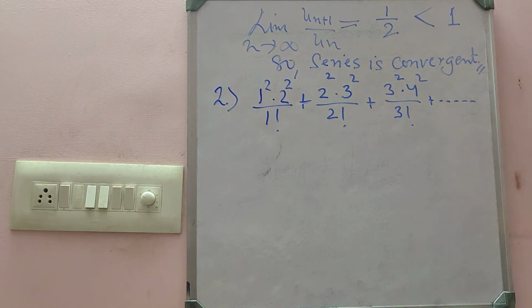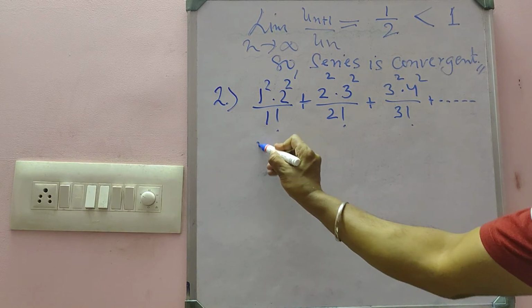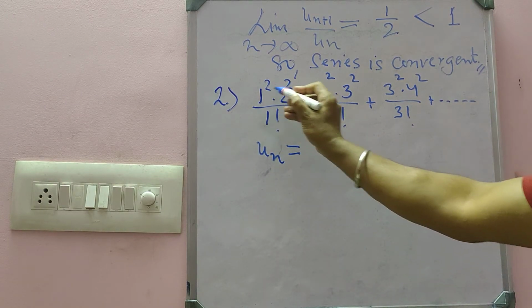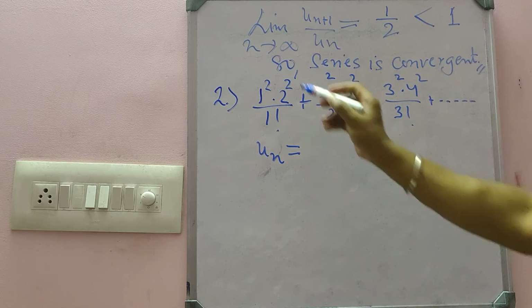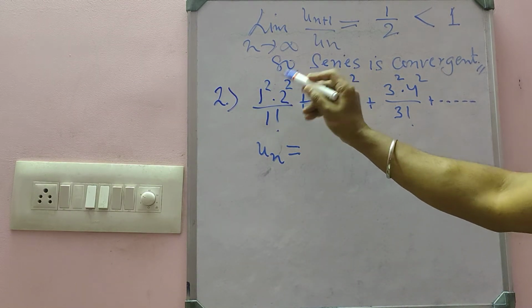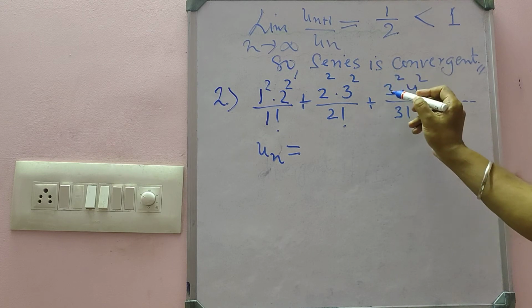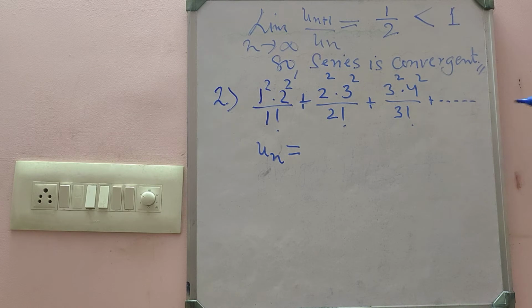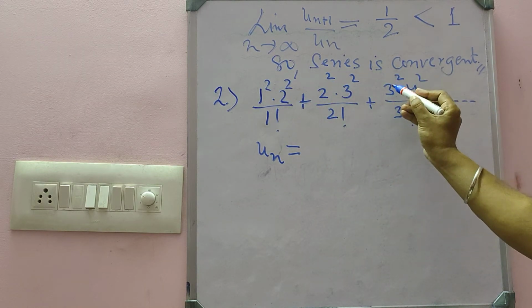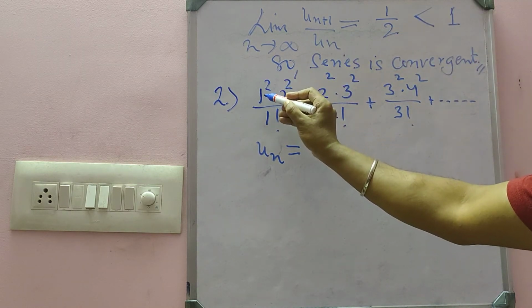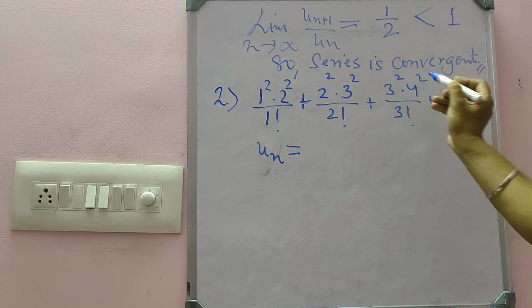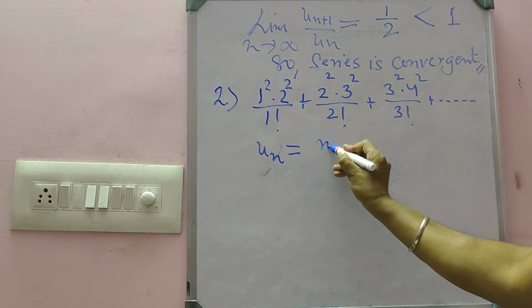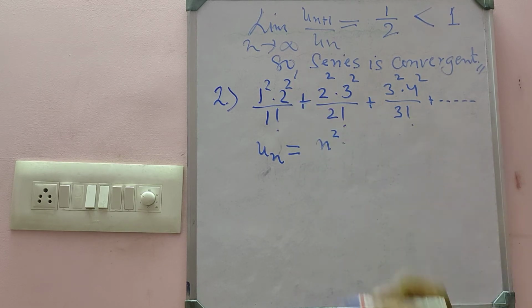So first of all, we have to find the nth term and the n plus 1 term. So what will be un? See carefully your numerator part. First term is 1 square, 2 square. Second term is 2 square, 3 square. Third term is 3 square, 4 square. So what is the trend? 1 square, 2 square, 3 square going on. 1 square in the first term, 2 square in the second, 3 square in the third. So in the nth term it will become n square.